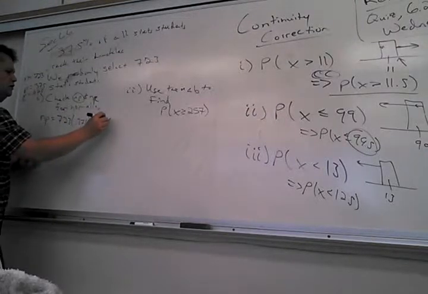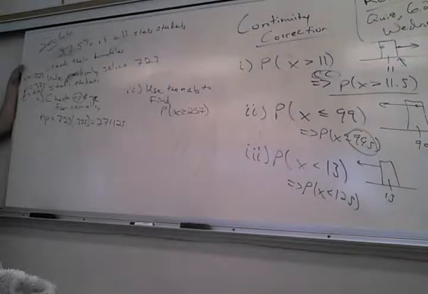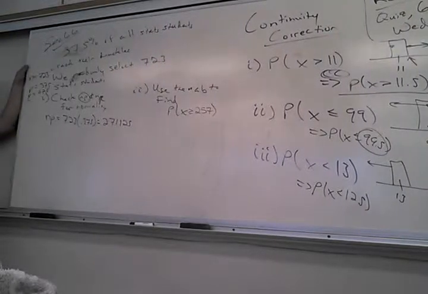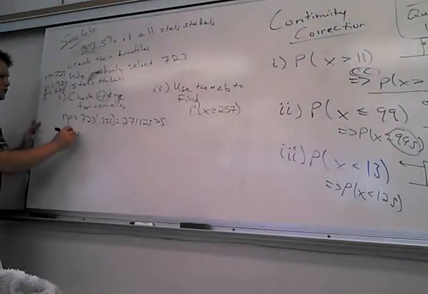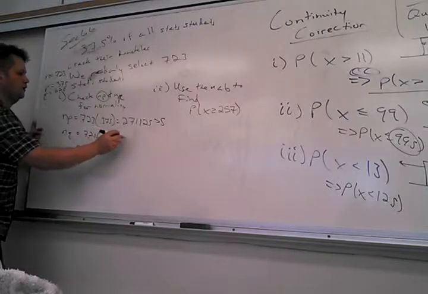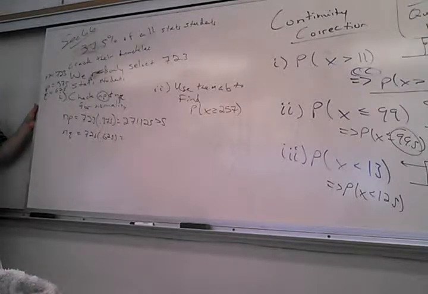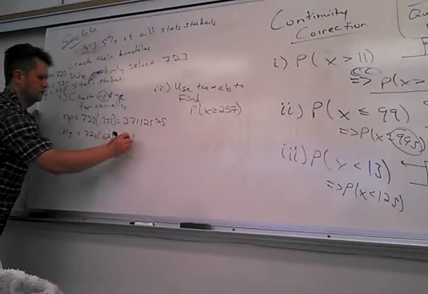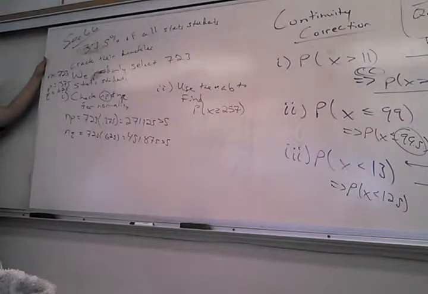Okay. 271.125. Is that all good? It's good. All right, and so that's definitely greater than 5. So NQ will be 723 times 0.625, or just 723 minus this. It's got to be the rest. 451.875. And that's definitely bigger than 5. So what does that tell me? It's normal enough. Normal enough to use a z-score chart if I want to.